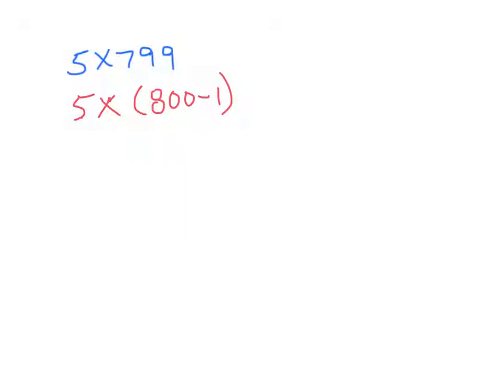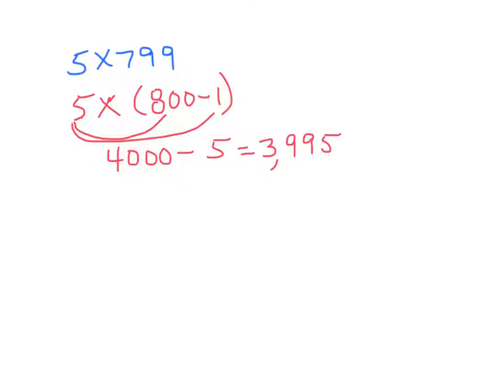Now I could go through and use the distributive property. I'm going to multiply that 5 times both the 800 and the 1. 5 times 800 is 4,000. 5 times 1 is 5, but I need to subtract. So 4,000 minus 5 is equal to 3,995. This is a great example showing how I can use the distributive property of multiplication, as I said this time, over subtraction, and I can do this mentally in my head much quicker than I can go through and do the traditional algorithm.